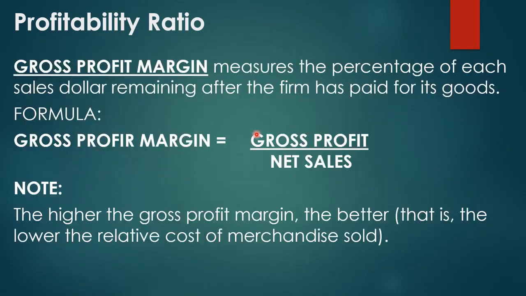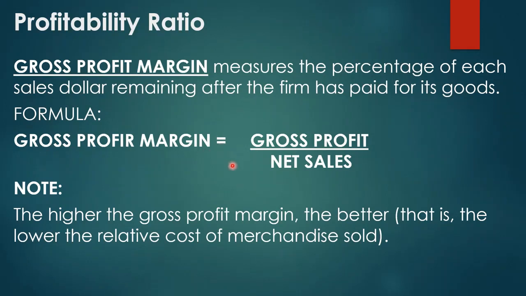Now, ito sa gross profit margin measures the percentage of each sales dollar remaining after the firm has paid for its goods. So, as we know, gross profit is sales minus cost of goods sold equals si gross profit. So, ang pinapakita ng gross profit is after mo mabayaran yung cost of goods sold, gaano na lang karami yung natira from that net sales.